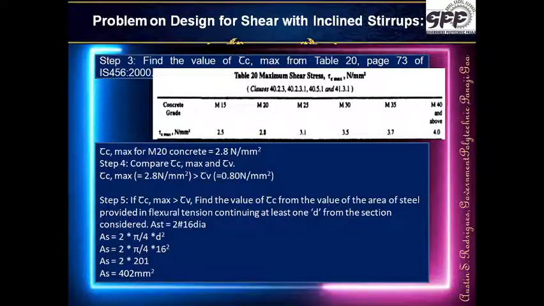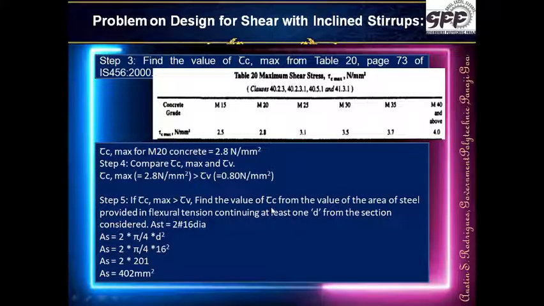Please note one thing. If tau C max was less than tau V, we would not have had any other option other than redesigning the section. Now in this case we are happy that tau C max is greater than tau V, so we are going to step number 5.